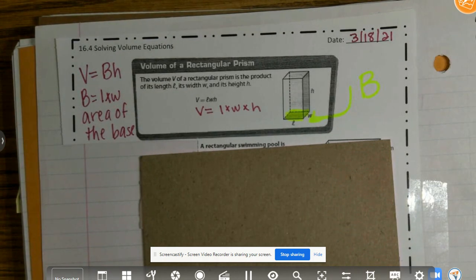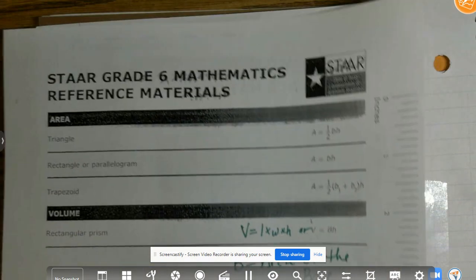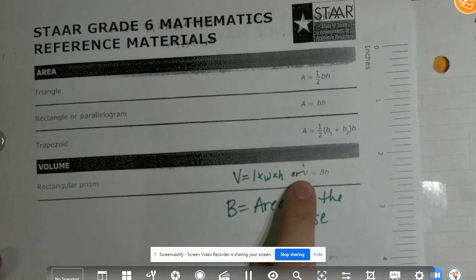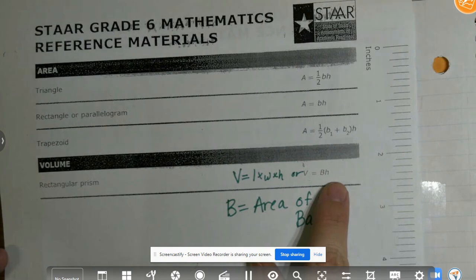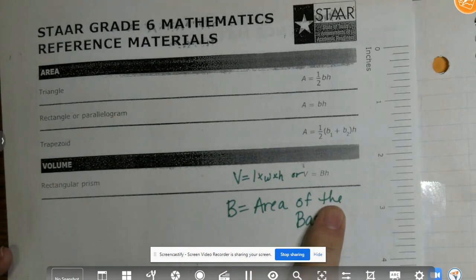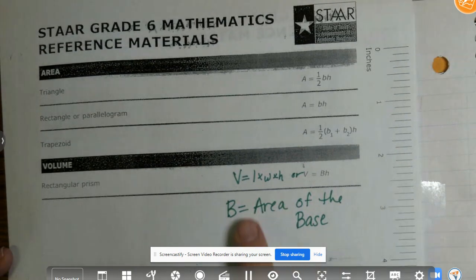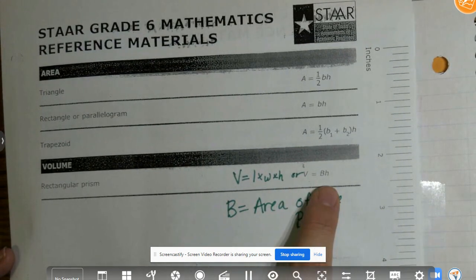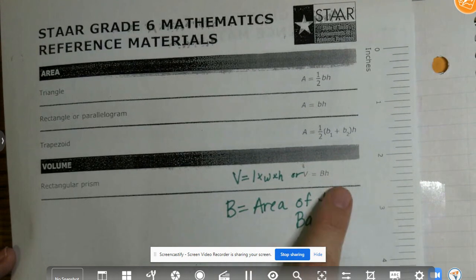For some reason, they decided to give you volume equals big B times H. And the big B just means the area of the base. So it's still the area of a base, which is length times width. Instead of writing out length times width, they just wrote a big B. They mean the exact same thing.